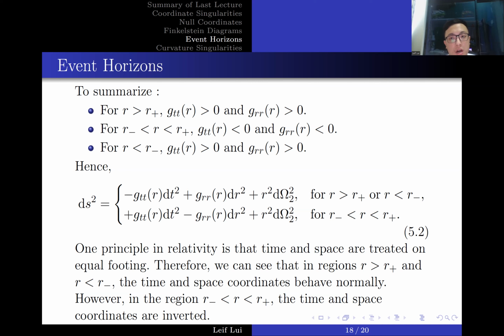But in the regions r greater than r plus and r less than r minus, basically you would see everything as normal.